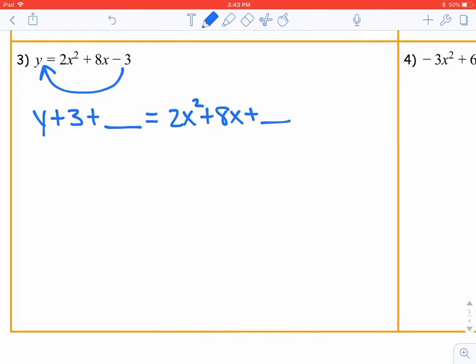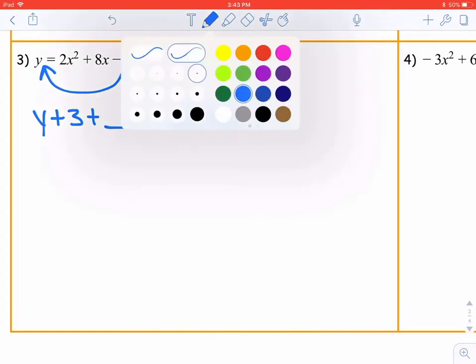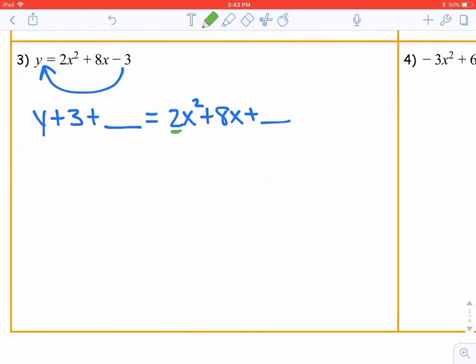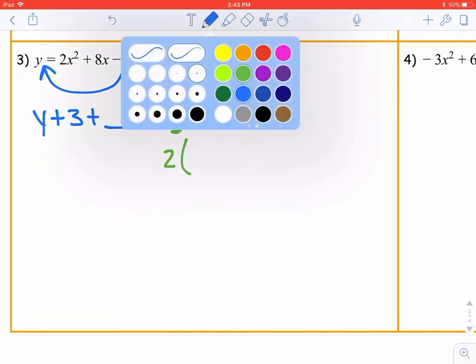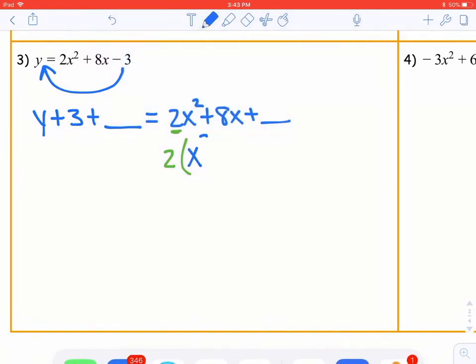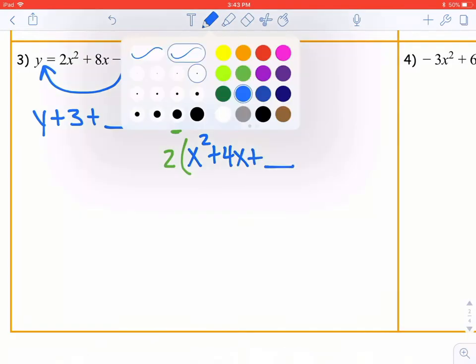Now notice we have a 2 in our problem, where we have not had a number in front of x squared before. We need to take out that 2 before we complete our square. So take out the 2 and we have x squared plus 4x plus blank. And then we're going to complete the square.